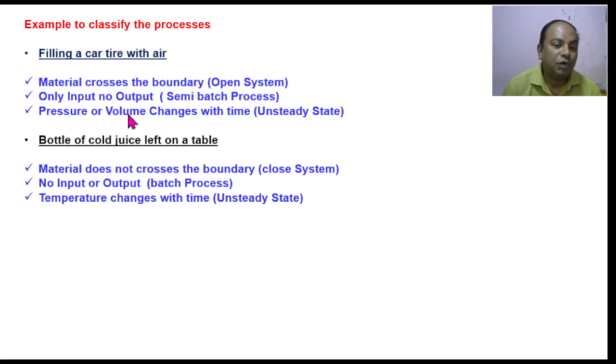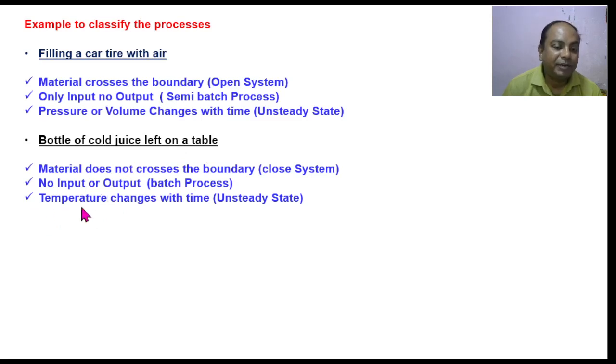So this bottle of cold juice may come to room temperature, and this happens only when energy is exchanged. The cold bottle becomes a little hot, or it may come to whatever the room condition is after some period of time. This is possible only when the energy is exchanged.